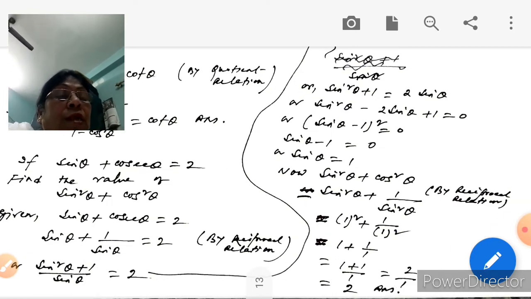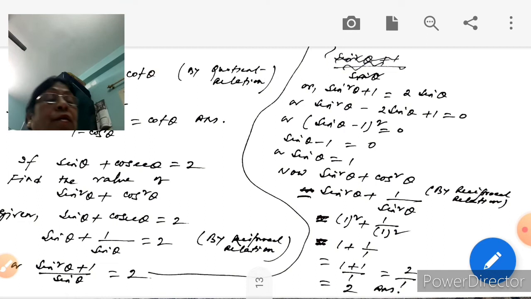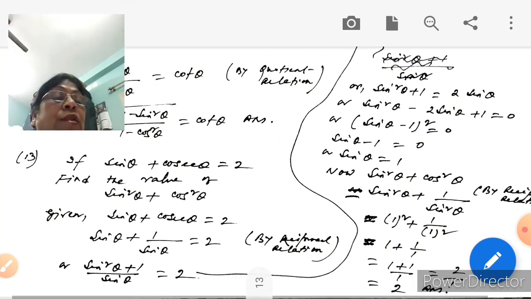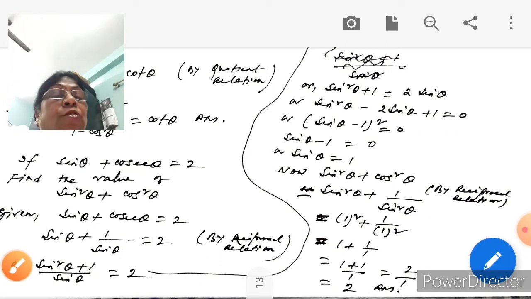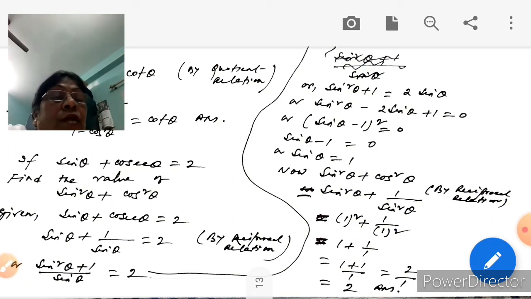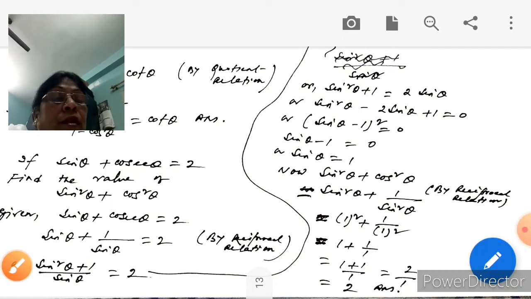Now sin square theta plus 1 by sin square theta, by reciprocal relation, 1 by sin square theta. So, putting the value, we got sin theta as 1, putting the value 1 whole square plus 1 by 1 square. So, after solving we got how much? 2.